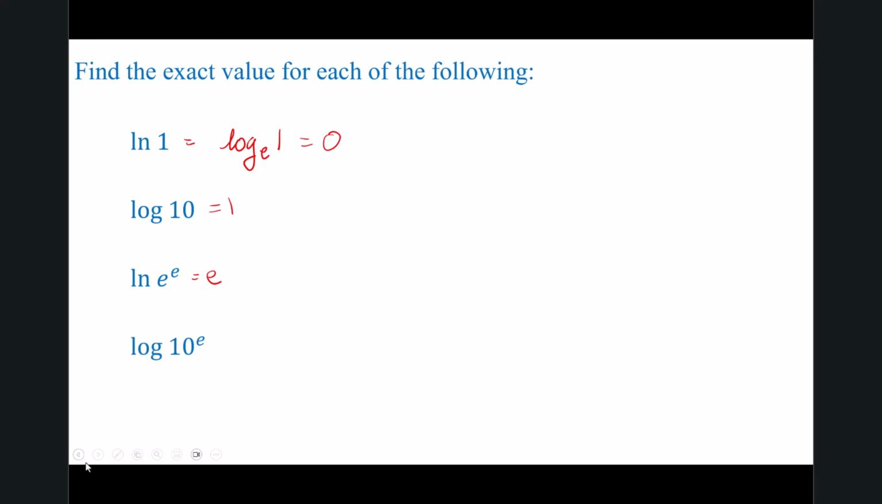And log of 10 to the e. So 10 to what power equals 10 to the e would be e. You could always think about these in exponential form to help you evaluate the logs.